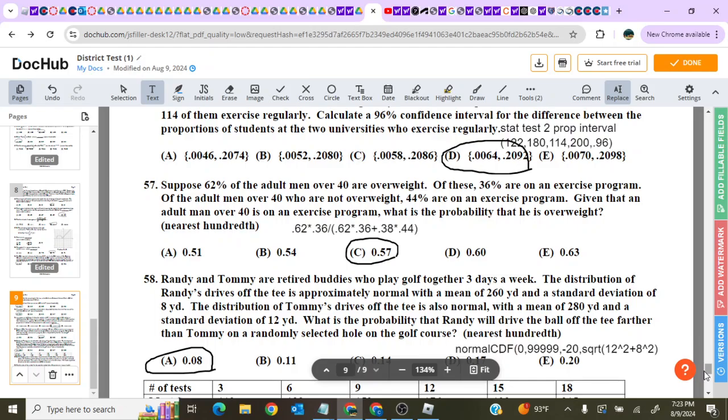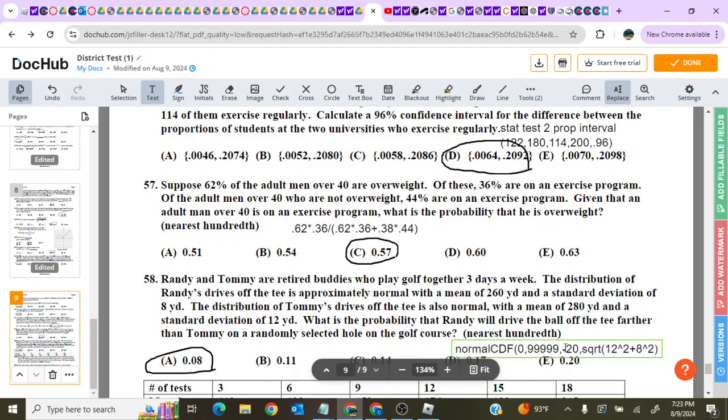So the probability of something given another thing is equal to the probability of both events over the probability of the given event. Basically, the probability of A given B is equal to the probability of A and B over the probability of B.